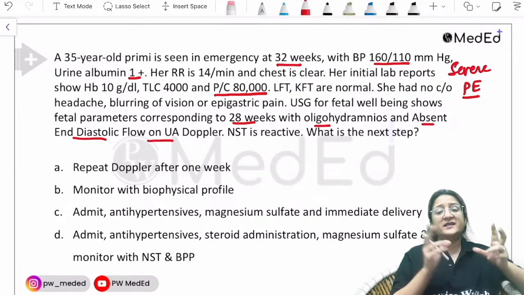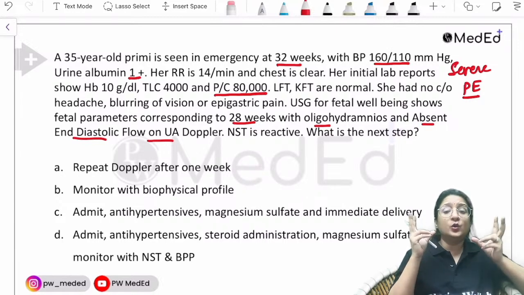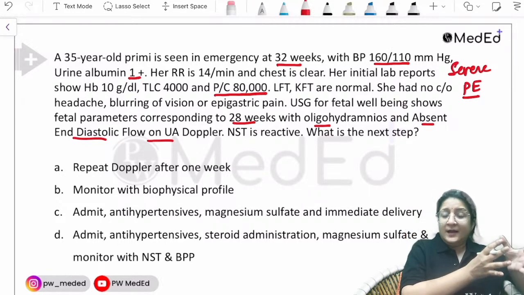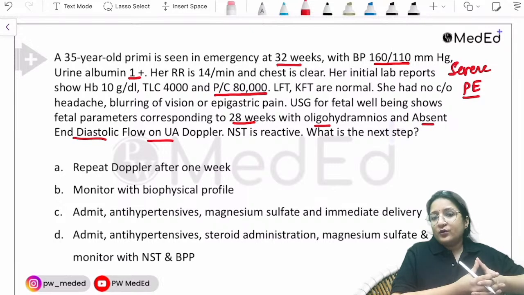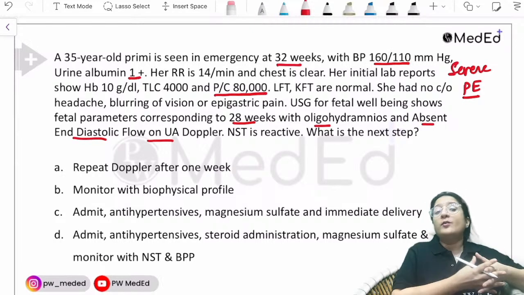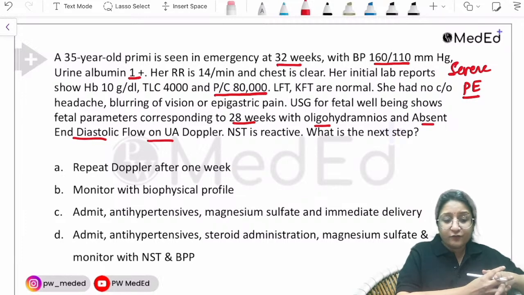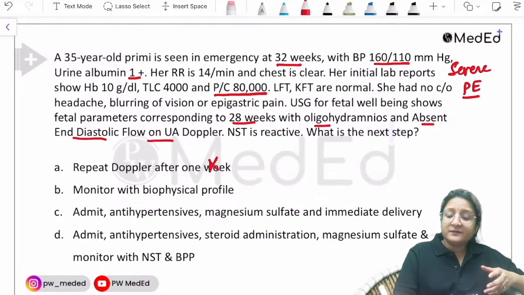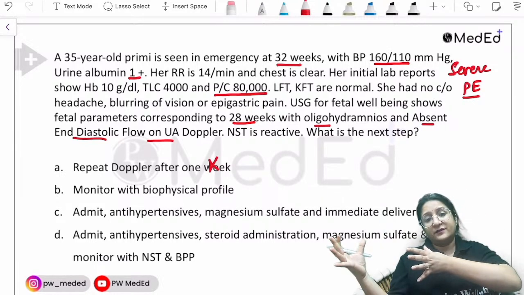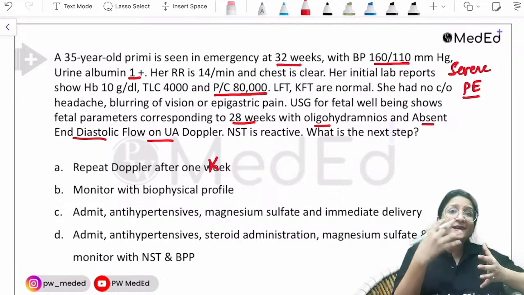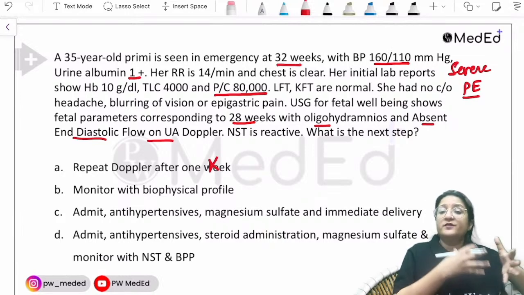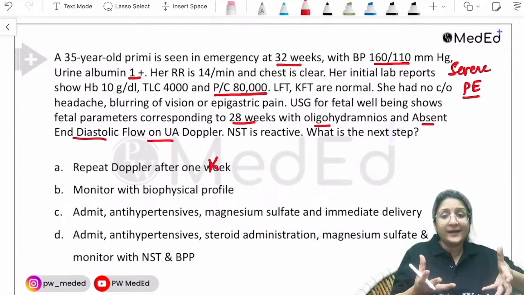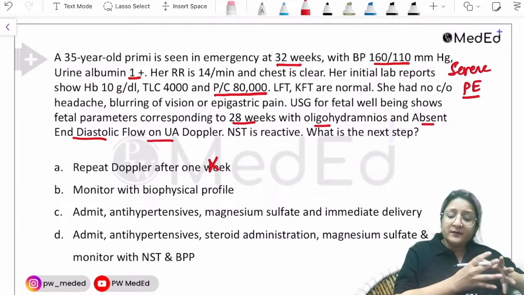Absent end diastolic flow. Now this requires you to think about two things at the same time. One is preeclampsia that is leading to the fetal growth restriction. The fetus is so growth restricted that it is now having Doppler abnormalities like absent end diastolic flow. So repeating Doppler after 1 week is too late. When we have absent end diastolic flow on Doppler, the patient has to be admitted and daily Doppler has to be done. Daily monitoring has to be done in the form of daily NST, maybe even twice daily or thrice daily NST may be required. So monitor with biophysical profile.